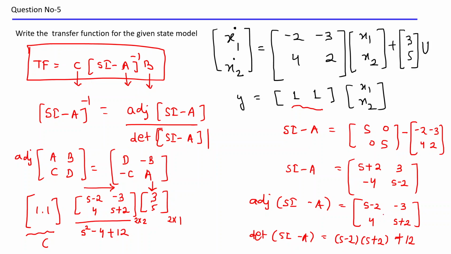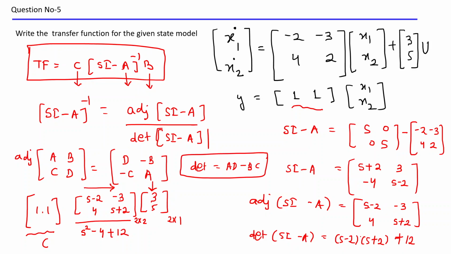Determinant means AD minus BC, right? From this ABCD matrix, AD minus BC. Determinant of what is that? It is AD minus BC. Yeah, determinant of SI minus A. What is that value?